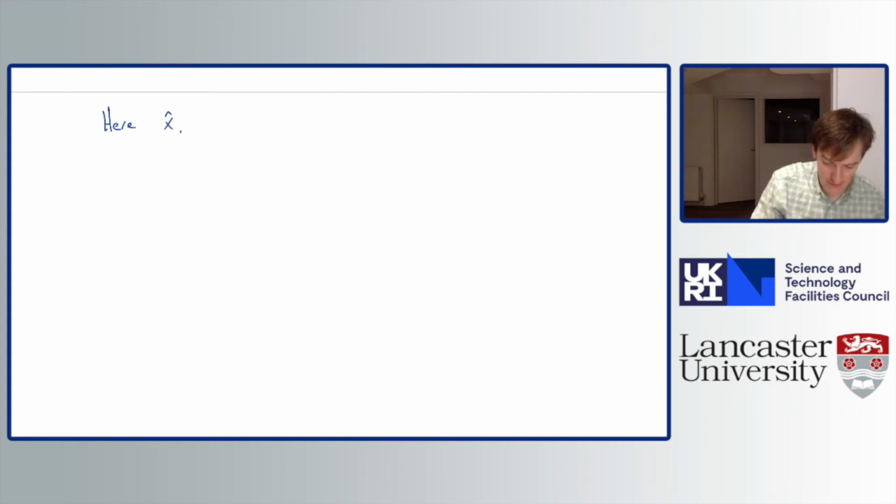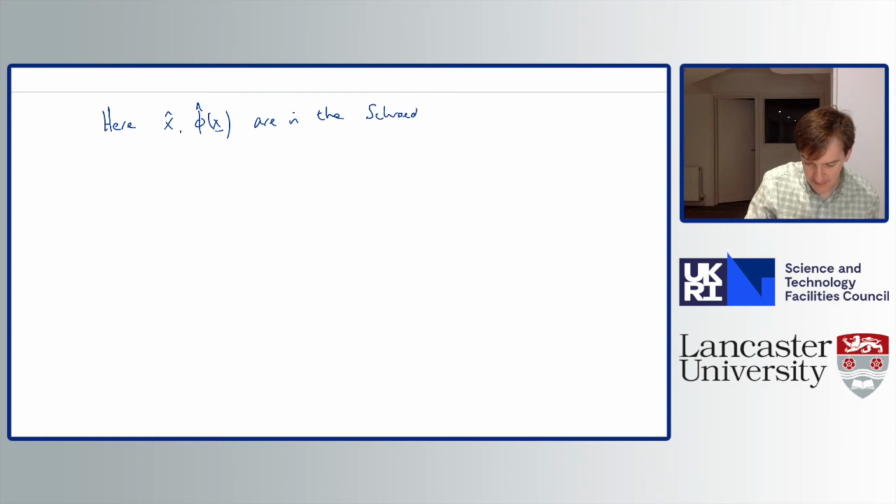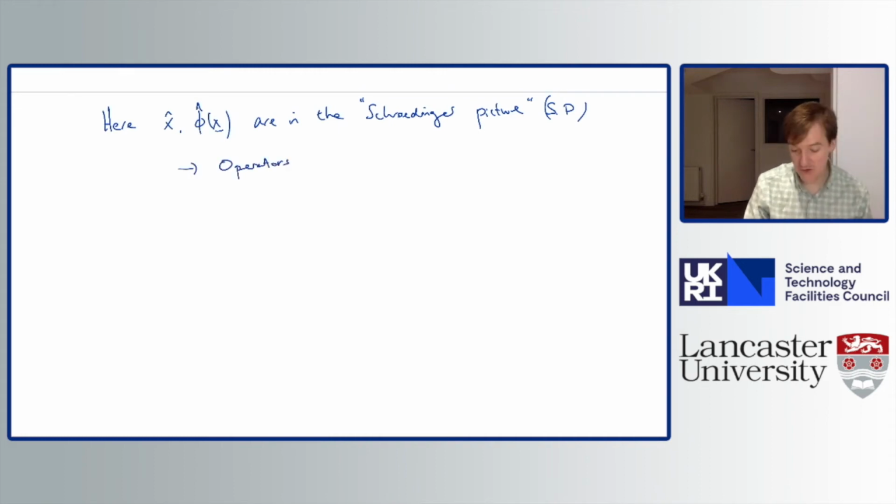So above x and this new operator valued field that we've just found, phi x, these are in the Schrödinger picture. I'll just write it as SP. Okay, so in the Schrödinger picture, one of the things is that the operators do not depend on time.